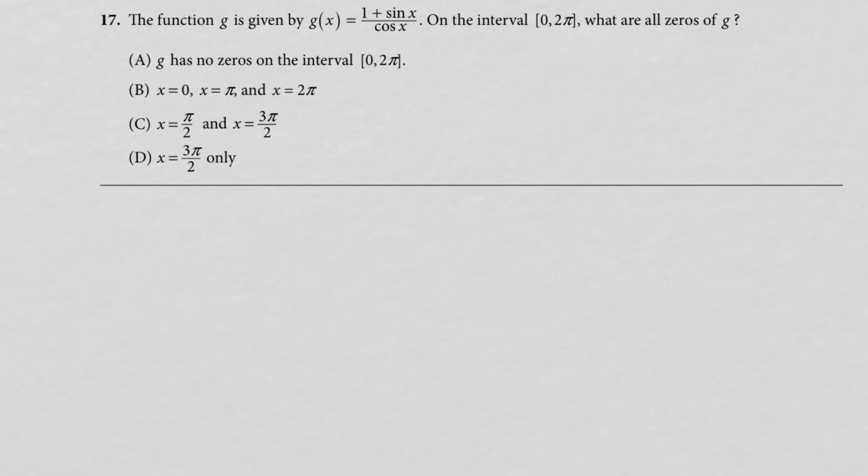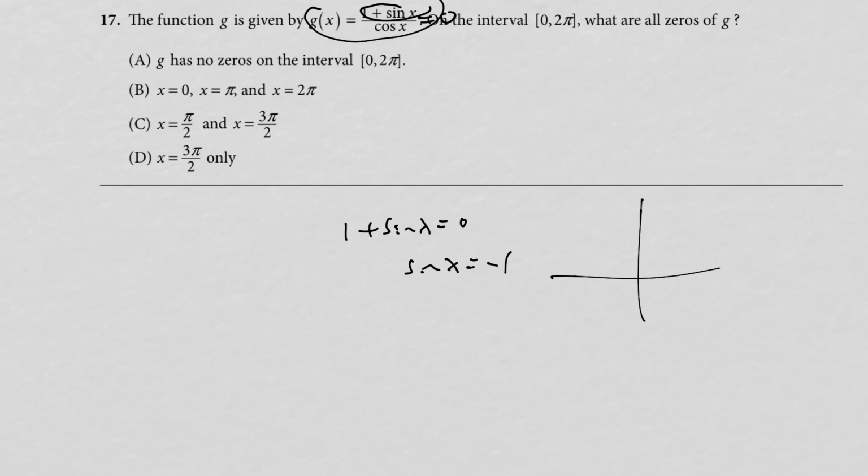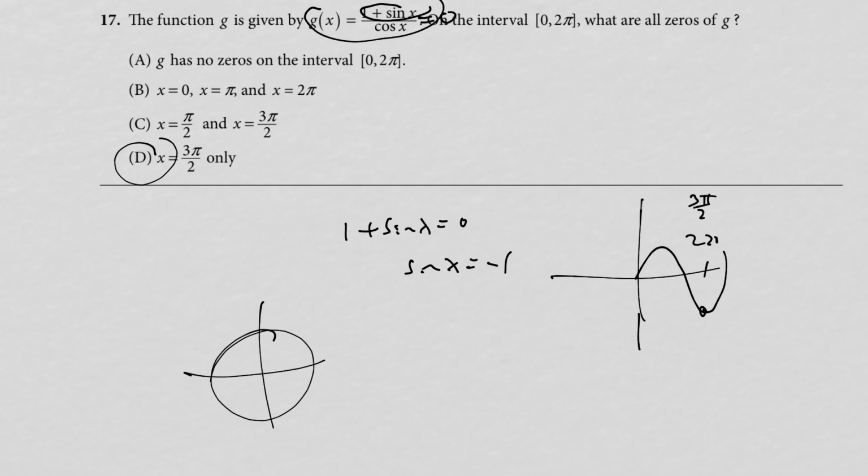17. Here's a function with a lot of sines and cosines, and they want to know the zeros of g. So basically, when does this equal 0? Well, it equals 0 anytime the numerator is 0. So 1 plus sine x has to equal 0, or sine x has to equal -1. Now, I personally picture this and see that at 270 degrees, which is the same thing as 3 pi over 2, that's the one place where it happens, and that's why the answer is choice D. You might like to picture a unit circle, and when is the y coordinate equal to -1? Again, it's at 270 degrees.